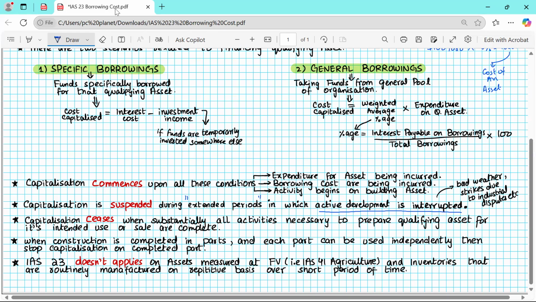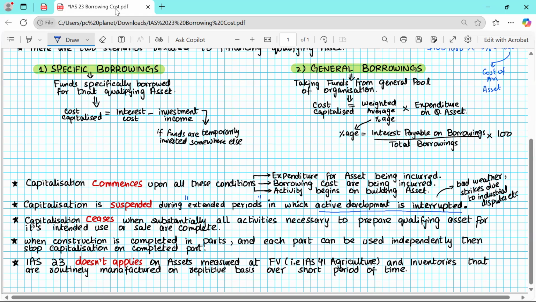Let's say for example you construct a huge house and you want to sell it to someone. In that house, you have completed all the stuff, and there's just a small minor interior design rework that you need to do. Then you will say that substantially all activities are completed, so capitalization is going to stop. You are not going to capitalize for, let's say, one more month where just some minor works are left. Got my point?